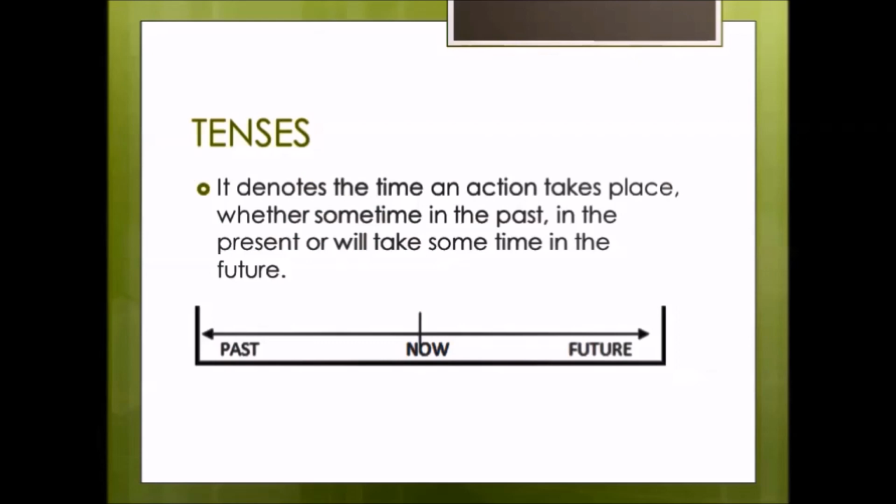Now let's see. In order to make a meaningful and proper sentence in English, you should know very well about the tenses. Tenses play a crucial role in the English language. It denotes the time an action takes place, whether sometime in the past, in the present, or will take some time in the future. So we have 3 basic tenses in English, like present tense, past tense, and future tense. We are classifying these tenses on the basis of 4 aspects, like simple, continuous, perfect, and perfect continuous.